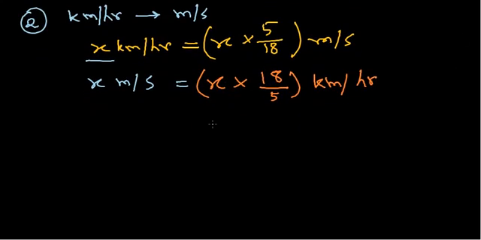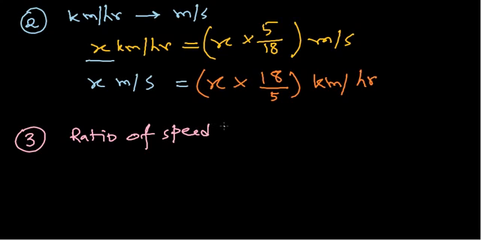Now the third formula that I'm going to talk about is not required for all the problems that we're going to solve later, but it is required for many of them. The formula is the ratio of speed. Suppose the ratio of speeds of A and B is a is to b. Here small a and small b are the speeds, and capital A and capital B are the persons. So the ratio of speeds of persons A and B is a is to b.